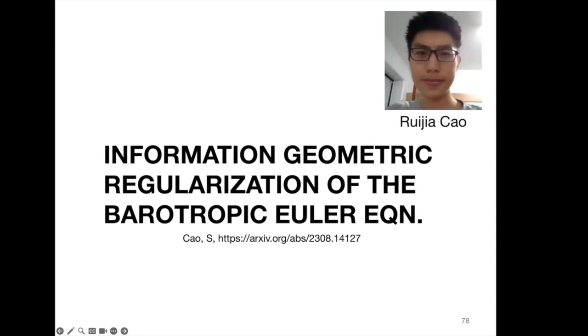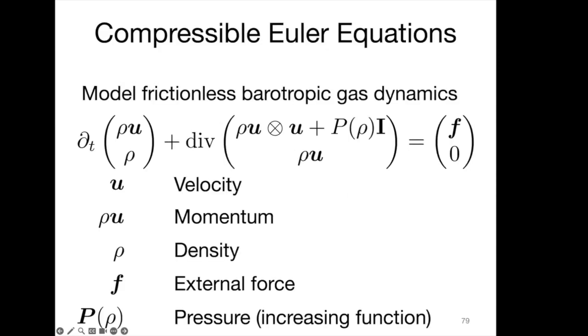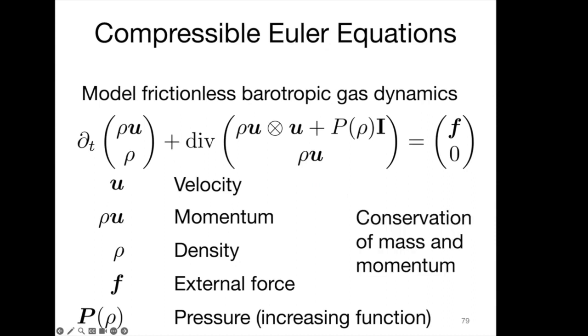What we're dealing with here is the barotropic compressible Euler equation, so basically the conservation of mass and momentum in an inviscid gas flow. Here I use u for the velocity, rho is the density, and P is the pressure. Barotropic just means that we assume the pressure depends only on rho and not on other variables, even though I believe this approach can be generalized to more general material laws. It's just that we didn't have time to do that yet.